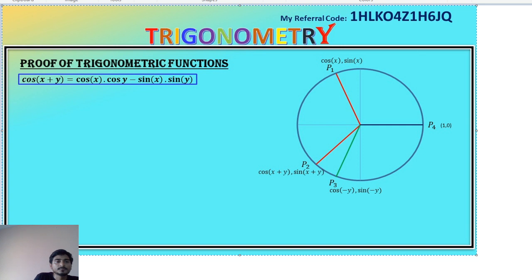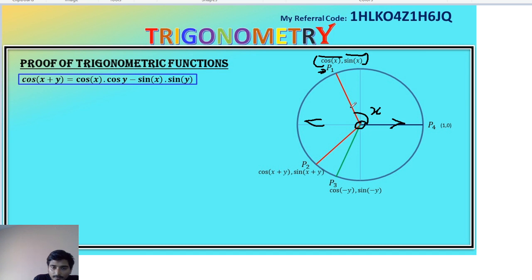Okay, so going ahead from now onwards, any distance from the x-axis in the horizontal direction can be written in terms of cos of theta, and in the vertical direction it can be written in terms of sine of theta. So if I take this angle as x, then I can write this point P1 as cos of x comma sine of x.